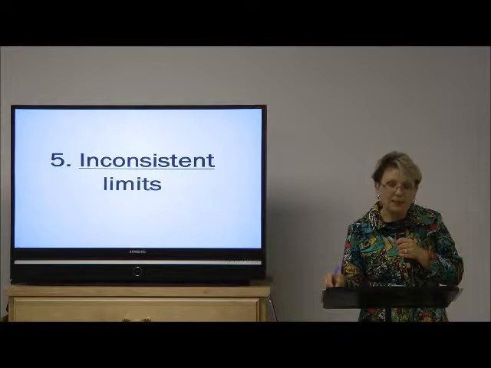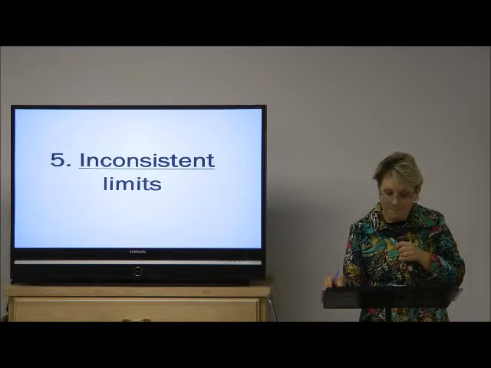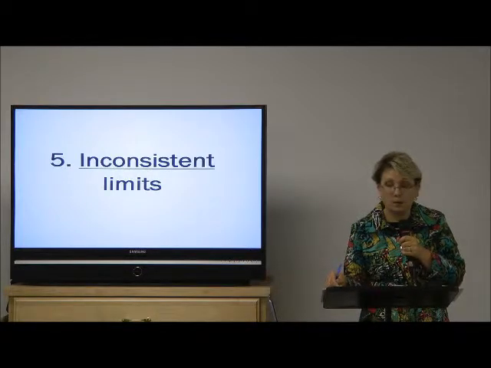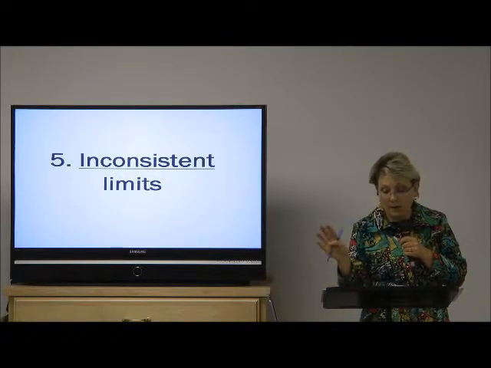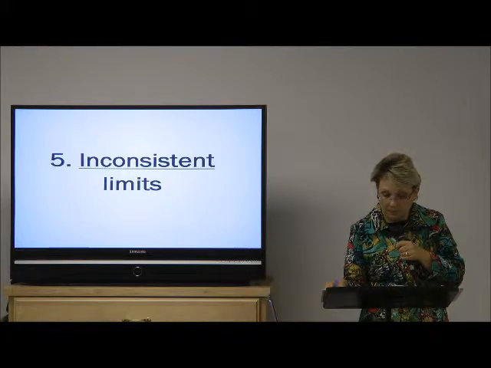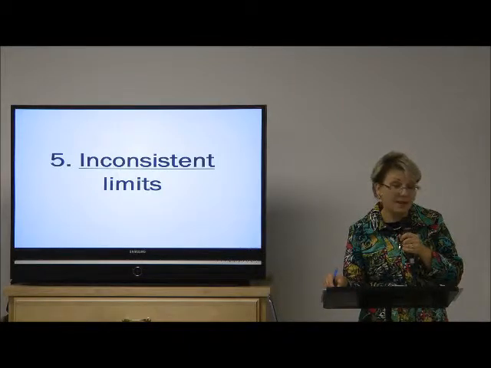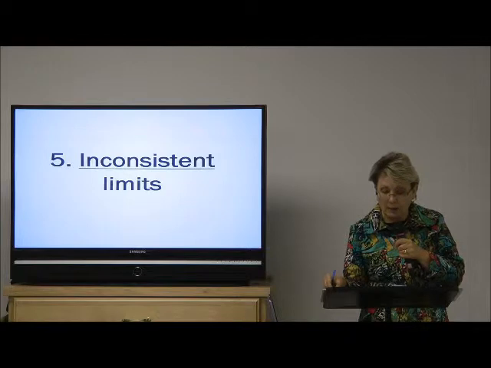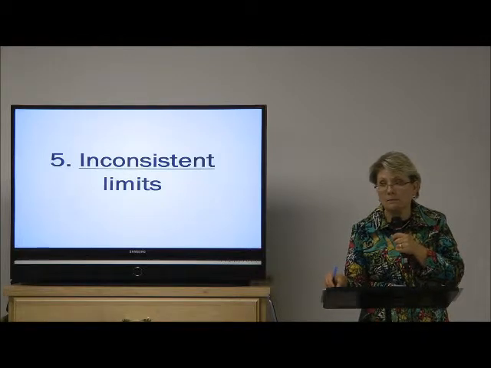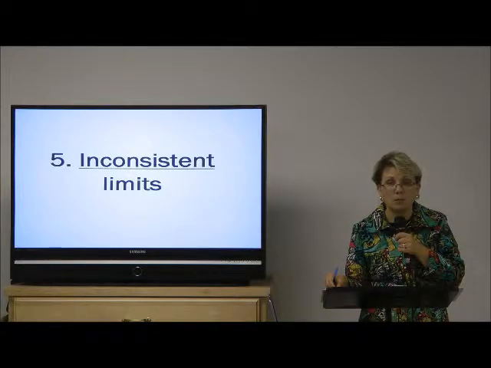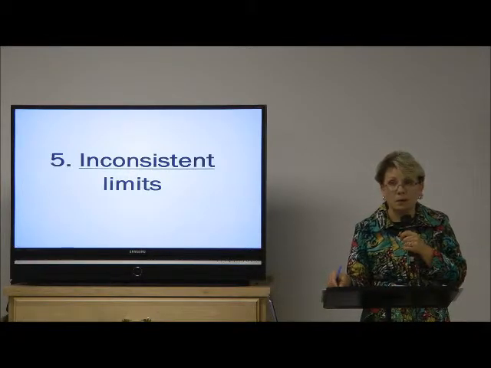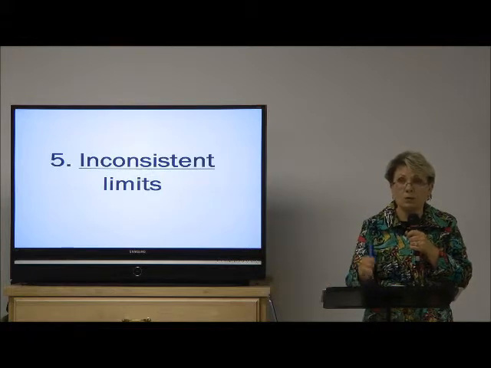Inconsistent limits send mixed signals because the child doesn't know what to expect from day to day. Somebody in here is in each of these categories. But alcoholic families often exhibit inconsistent limits. A parent may be loving and kind one day and unreasonably harsh the next day due to their drinking. So a child, just when they come home from school, they just don't know what to expect. And it can throw them into a role of being an adult too early.